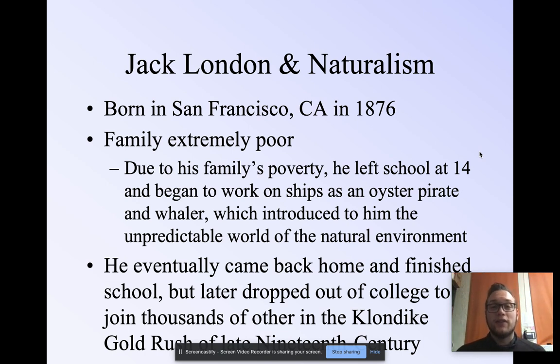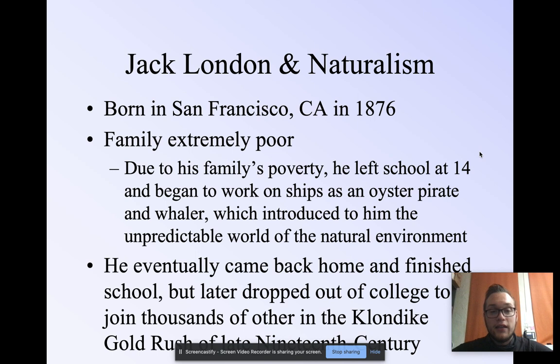But more importantly, this time on the water, going to places, experiencing those fantastic episodes of bad weather, it introduced him to how unpredictable the world is and how the natural environment surrounding him reigns supreme. You can be careful on the water, you can take as many precautions as you want, but at the end of the day, on the water, you're at the mercy of the world around you.